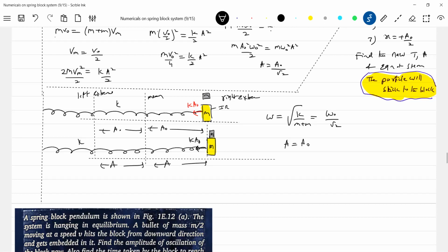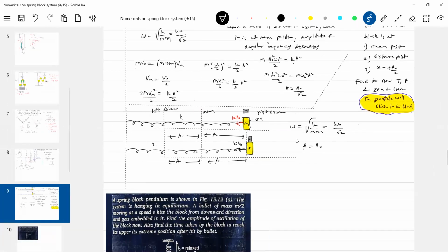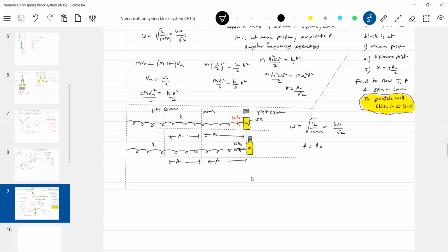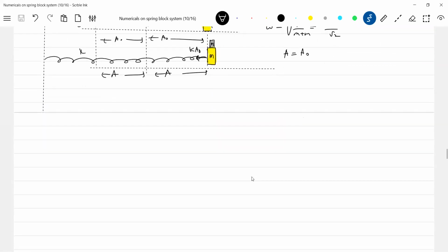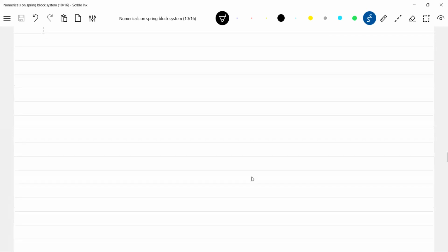Okay, now look at the last part. If the mass gets added at x equal to A naught by 2, this will be very interesting and will really help you a lot. Okay, let's construct the diagram. I'm coming to the third part. Let's first have the basic diagram clearly.